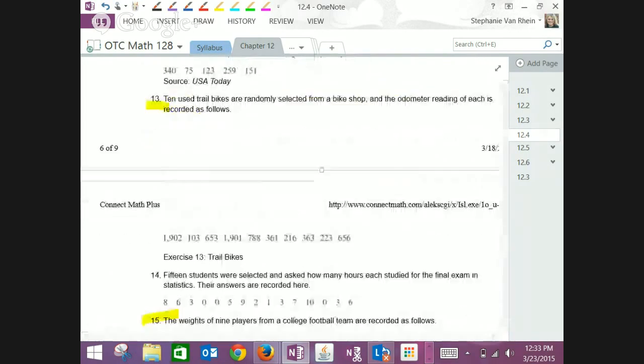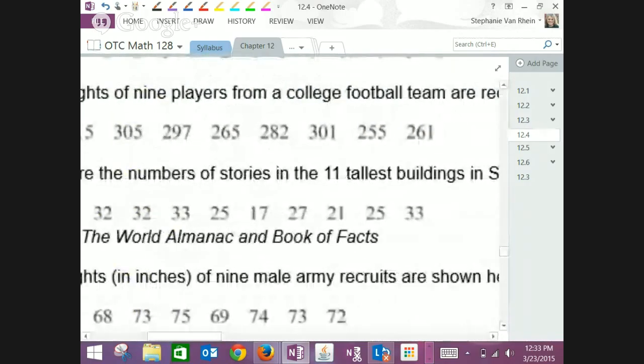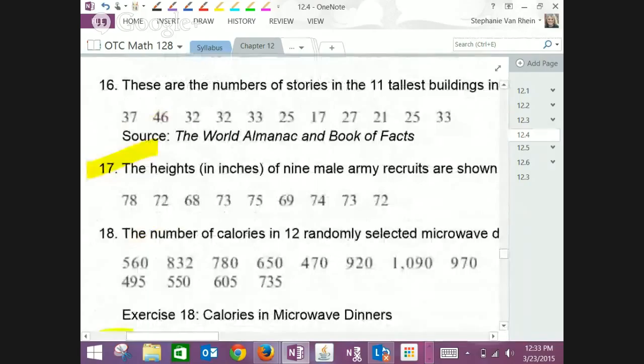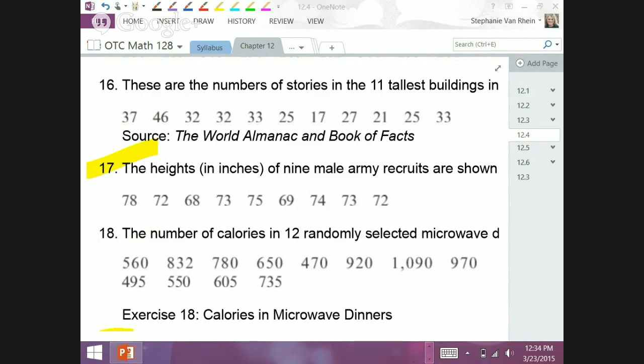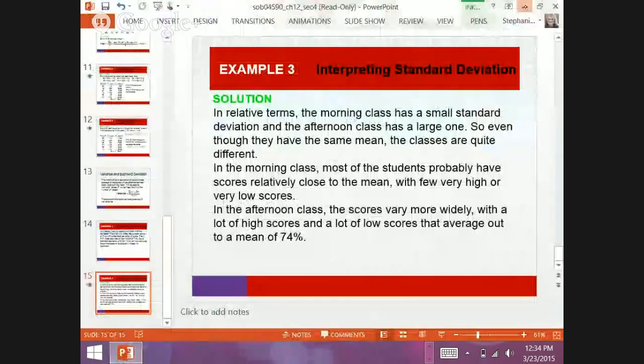So at this point, we're just calculating it. Here in the 200s, our standard deviation is going to be higher than number 17, simply because our numbers are larger. So at this point, comparing one standard deviation to another is not really fair because you're comparing apples and oranges. So there's a way that we're going to end up doing that. And see, this is 12.4, 12.5.